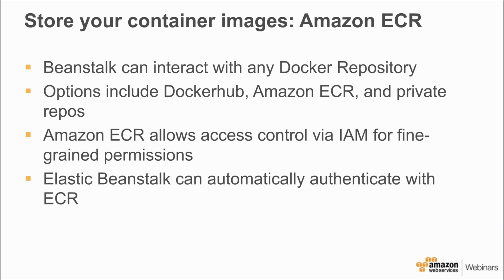So number one, you need a place to store your container images. And we have Amazon ECR, which is EC2 Container Registry, and we think that this is a great option for a number of reasons. But Beanstalk can interact with any Docker repository, so you can use public Docker Hub, you can use ECR, and you can use your private repos. So if you're running Docker Trusted Registry in your VPC, for example, Beanstalk can certainly use that as well.